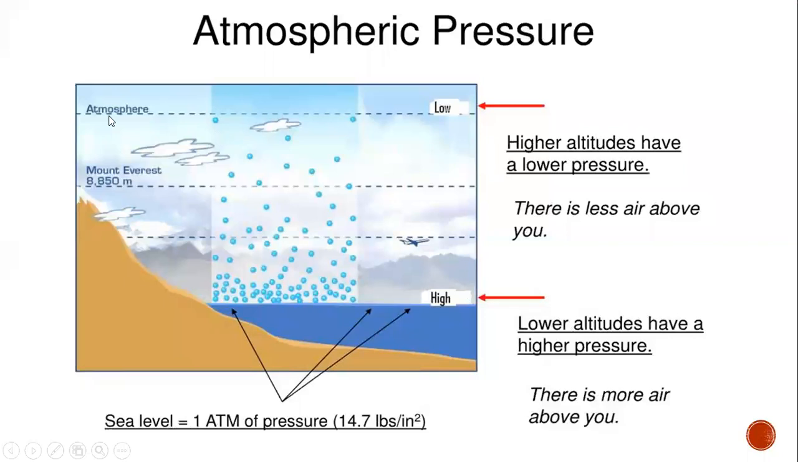So you can see that this is the view at sea level. We have more density, so the weight of the air is more. So the atmospheric pressure is greater at sea level. That is 1 atm or 760 mm of mercury, and in pounds per square inch, it is 14.7 pounds per square inch.